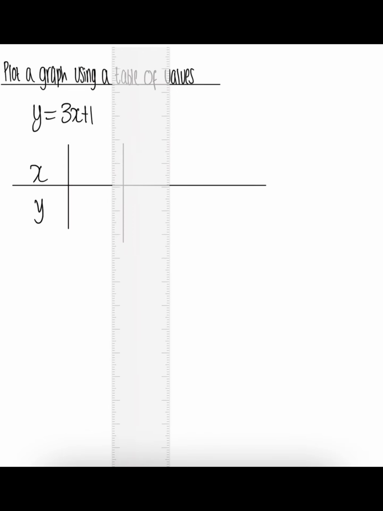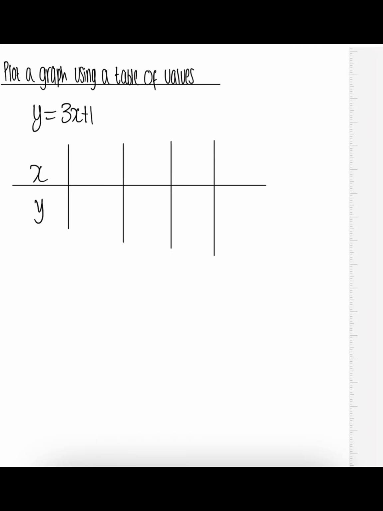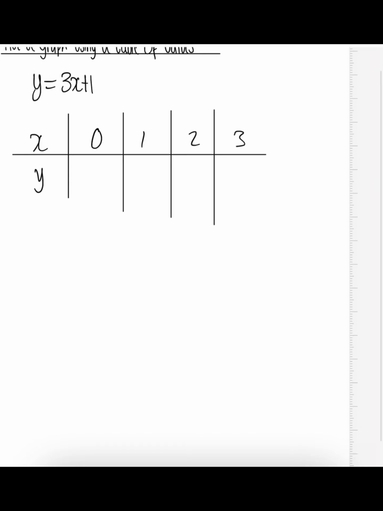Then just decide some values really. If you've been given set values, then it's okay, but let's just do 0, 1, 2, 3. All this takes is some simple substitution, so let's go and do that. Y equals 3x plus 1. Substitute the values of x into this formula. Let's just do the working out as well. Y equals 3 lots of 0 plus 1. Now, anything multiplied by 0 is just 0, and we're adding 1 to that, so we have y equals 1.